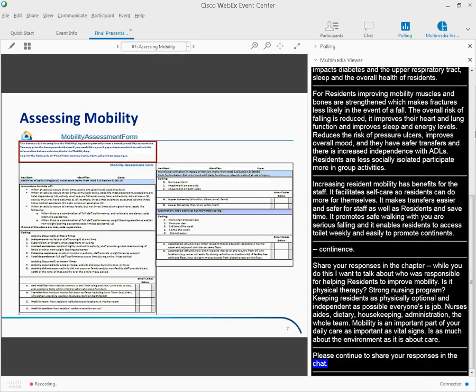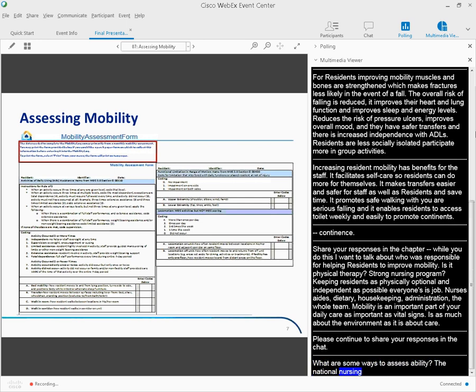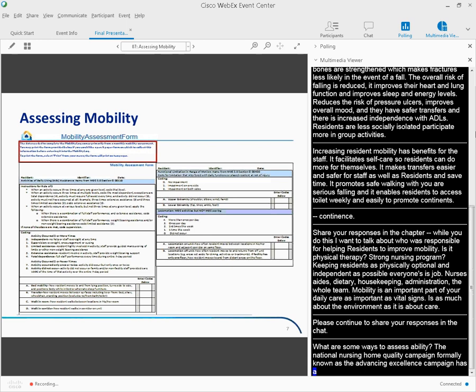So what are some ways that you can assess mobility? The National Nursing Home Quality Campaign, formerly known as the Advancing Excellence Campaign, has a mobility assessment tool to use as part of their mobility tracking tool, which we'll talk a little bit more about in a few minutes.